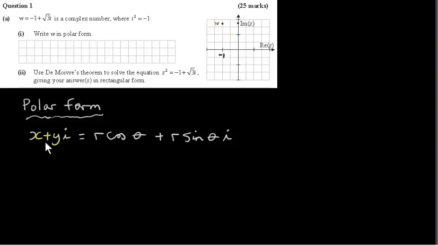As we've seen before, any complex number x plus yi can be written in this form, which is called polar form. Polar form involves the distance of the complex number to the origin, denoted by r, and angle theta, which is measured anti-clockwise from the positive x or positive real axis.